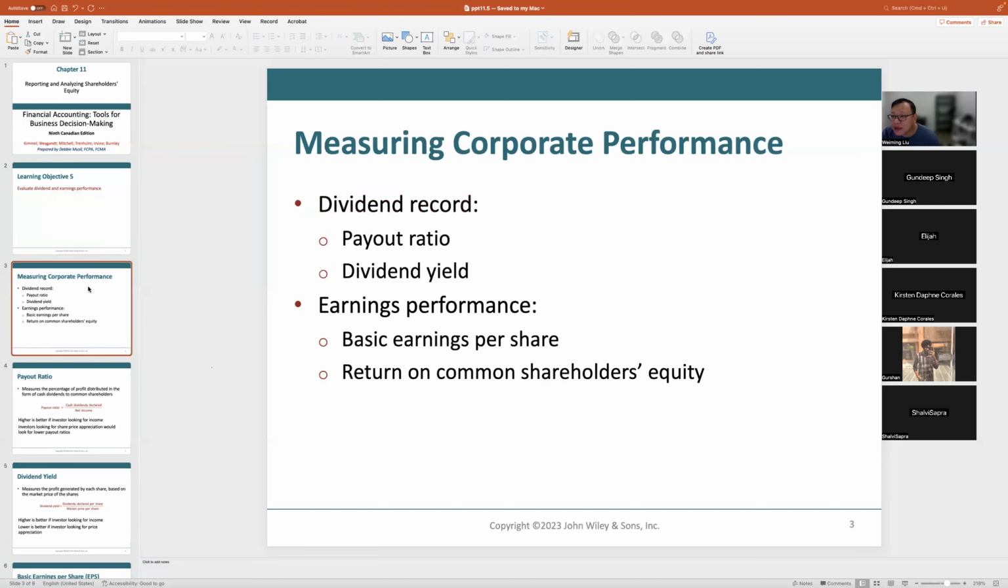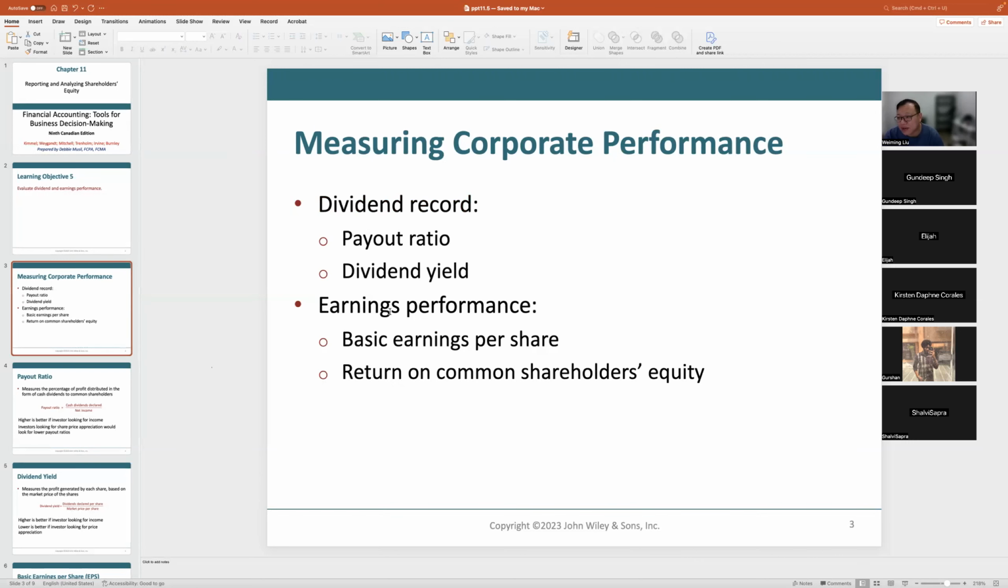So how do you measure the performance of an organization? You could use the dividend record to calculate payout ratio and dividend yield. These are all new terminologies. What is the payout ratio? What is the dividend yield? Those are the questions in your mind. And also earnings.